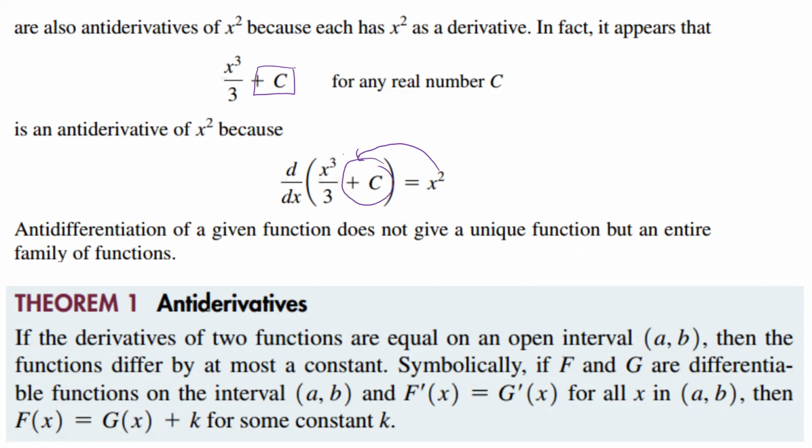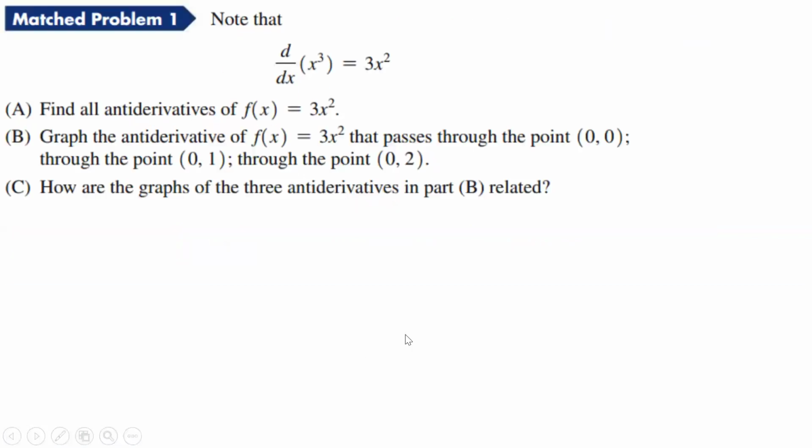So for our theorem one, we have antiderivatives. If the derivatives of two functions are equal on an open interval a to b, then the functions differ by at most a constant. Symbolically, if f and g are differentiable functions on the interval a to b, and f prime of x and g prime of x are equal for all x in a comma b, then f of x equals g of x plus some constant k. That's what we use for our c here. So we're going to do some antiderivatives, draw some graphs, and then figure out what that means.